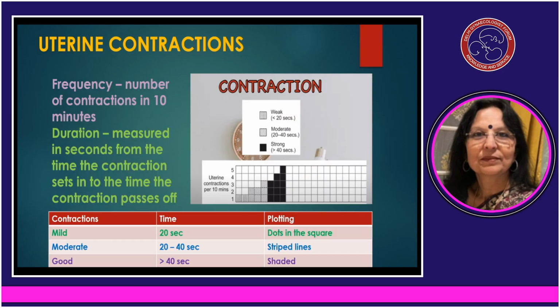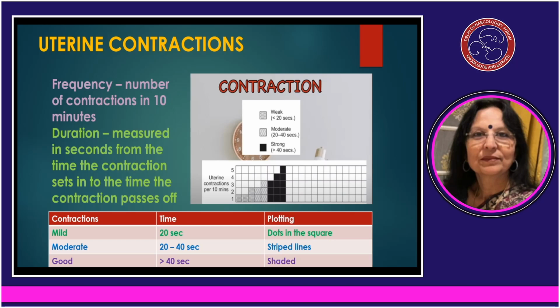Next. Now, here the contractions were given a diagrammatic representation. Now, 1 square is equal to 1 contraction. And we had to plot the number of uterine contractions in 10 minutes. So in case there were 3 contractions, 3 boxes were colored. In case there were 5 contractions, 5 boxes were colored.